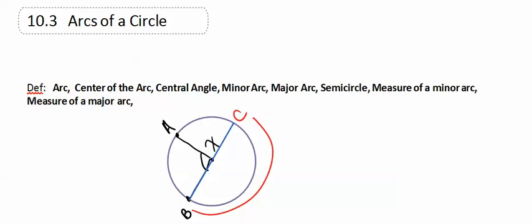To calculate the measure of the minor arc, you would just simply take the central angle. So if this was 60 degrees, the measure of arc AXB would be 60 degrees. To take the measure of the major arc, you would take that central angle and subtract it from 360. So the measure of the major arc would be 300 degrees.